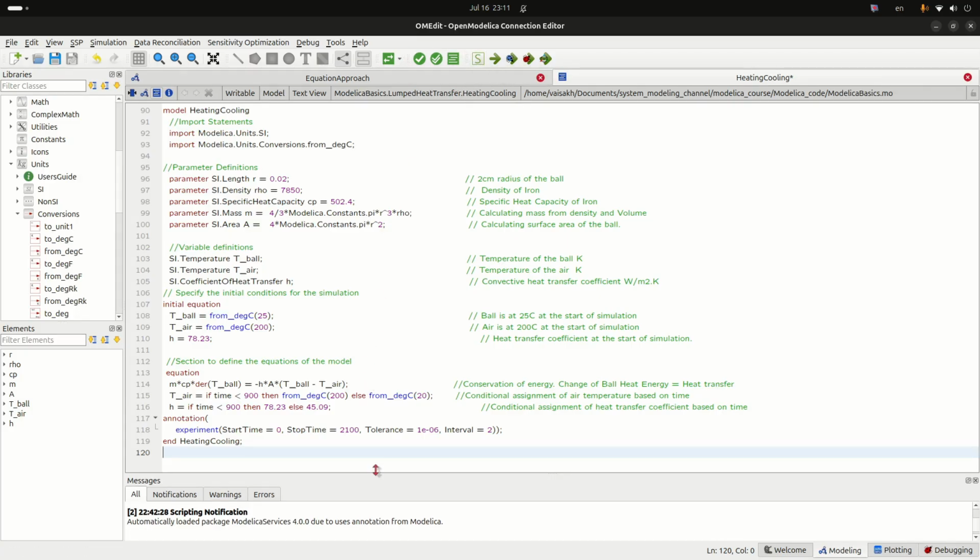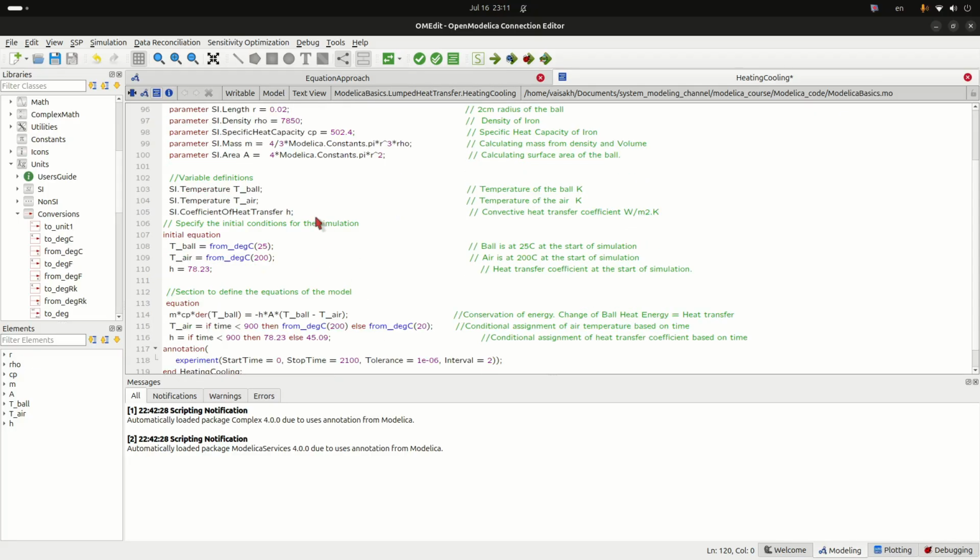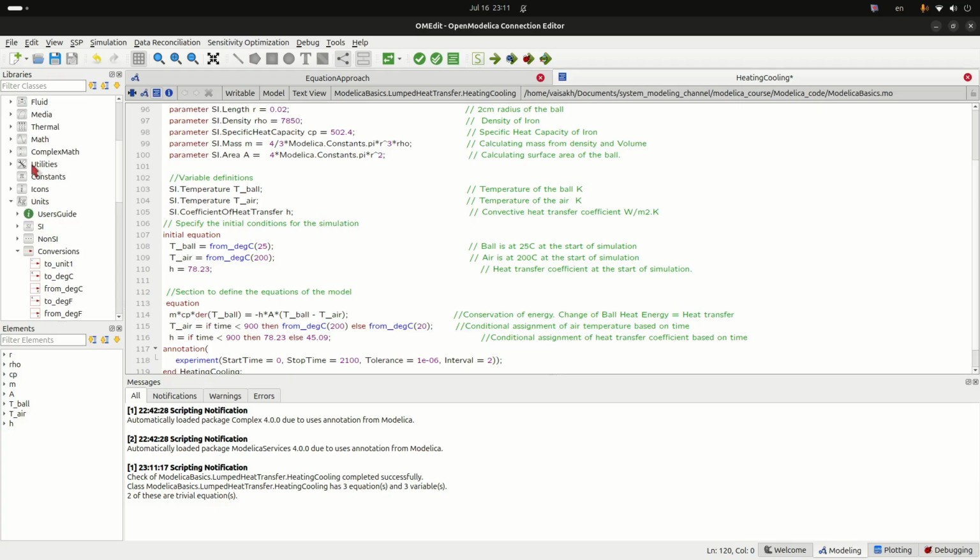Now, a very important aspect that you need to check before running any simulation is the check model option here, which is given by a white tick mark on a blue circle. So once you check this, your messages console will show that the check of Modelica basics lumped heat transfer heat and cooling completed successfully, which is the path where I have created my model. So if you are creating it in a different path, it will be slightly different. I have created it in here.